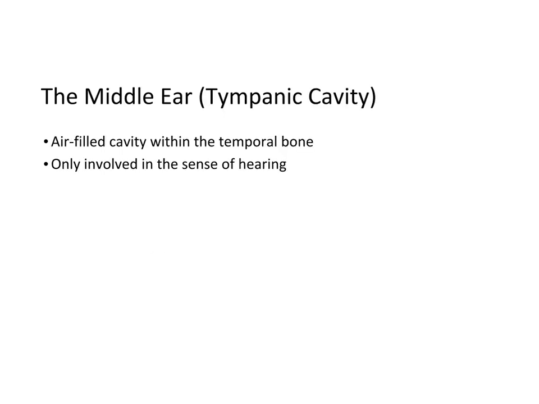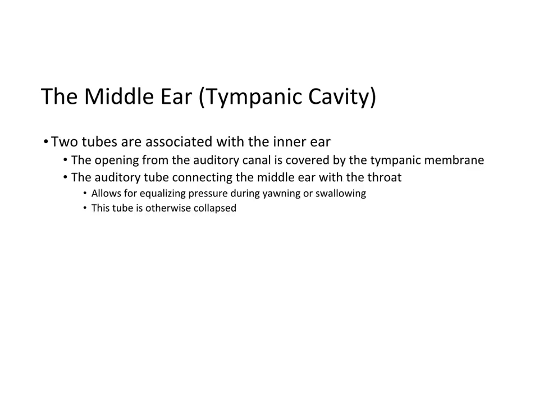The middle ear is called the tympanic cavity, and it's an air-filled cavity within the temporal bone. It's also only involved in the sense of hearing. It does not involve balance. In the middle ear or tympanic cavity, there are two tubes that are associated with the inner ear. The opening from the auditory canal is covered by the tympanic membrane or eardrum, and then the auditory tube connects the middle ear with the throat. This allows you to equalize pressure when you yawn or swallow.